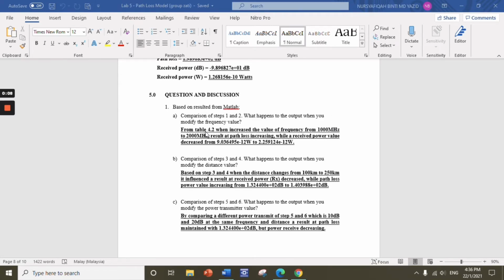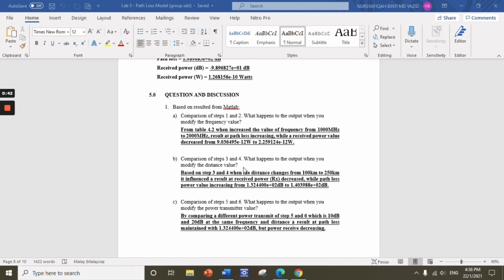From question 1, we need to compare step 1 and step 2. So what happened to the output when you modify the frequency value? From table 4.2, when increasing the value of frequency from 1000 MHz to 2000 MHz, the path loss result is increased. Then the received power value is decreased from 9.03 to 2.25.